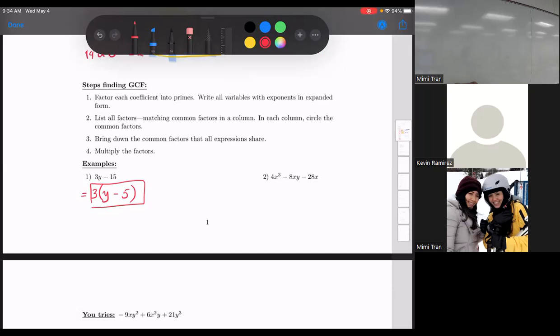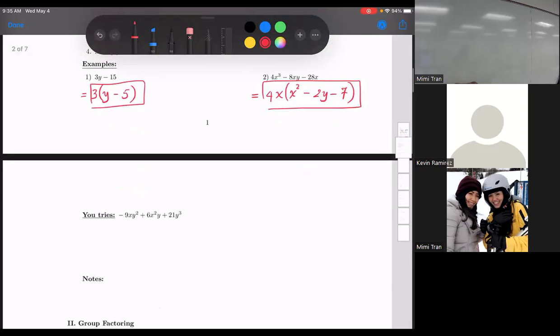What do you have? Yeah. 4x. It's x squared minus 2y minus 7. Yeah. You guys have that too? Yeah. Okay. Right, someone else try that one. I'll give you a second. Maybe I'll walk around on this one.